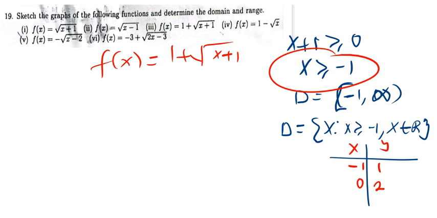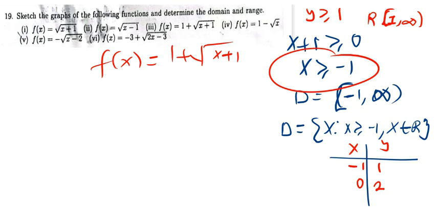It is increasing. Therefore, y should be greater than or equal to 1. So my range is that starting from 1 all the way to positive infinity. That's my range. Or you say y is such that y is greater than or equal to 1. y has to be a member of all real numbers.